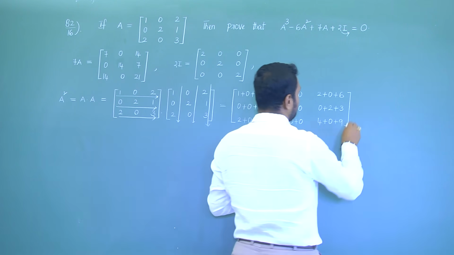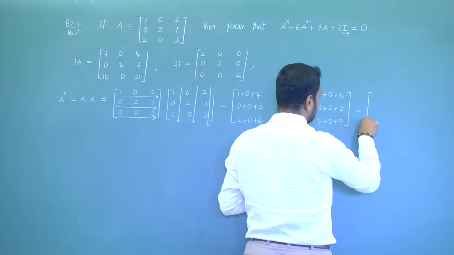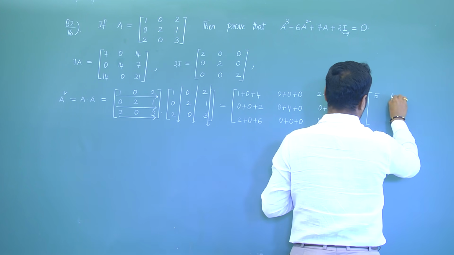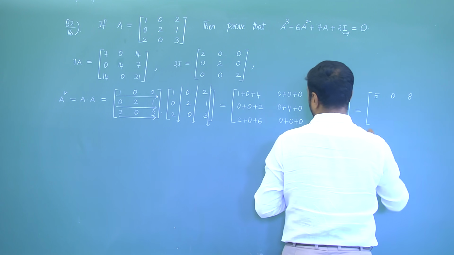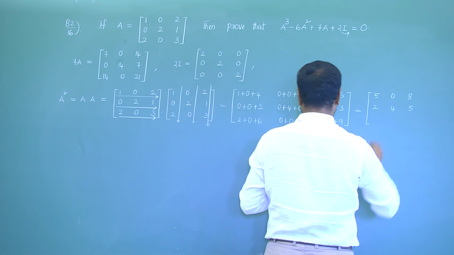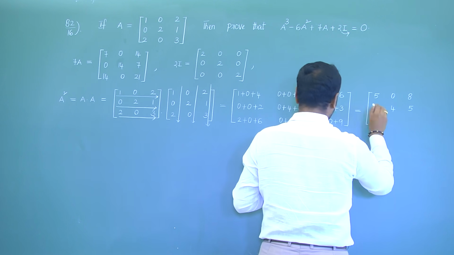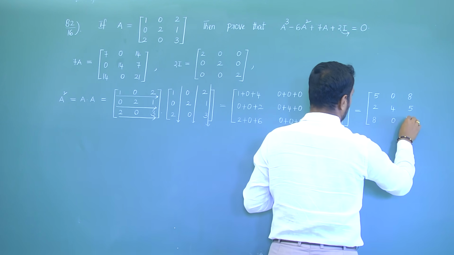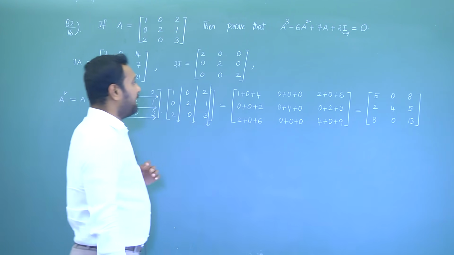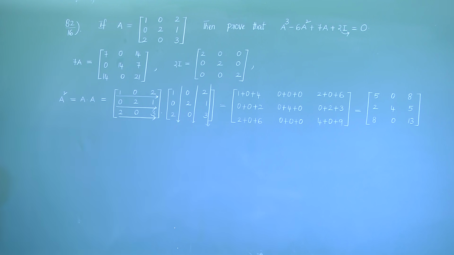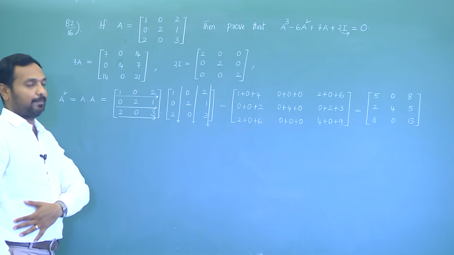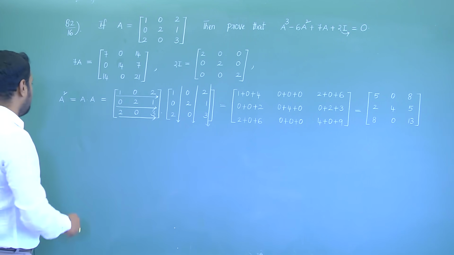On simplifying, this becomes 5, 0, 8, 2, 4, 5, 8, 0, 13. So we got the A square matrix. For that A square I should multiply by 6, so I take 6A square. And next, A power 3.